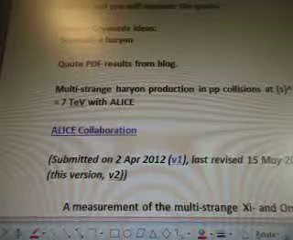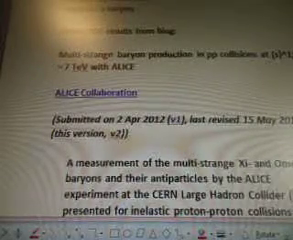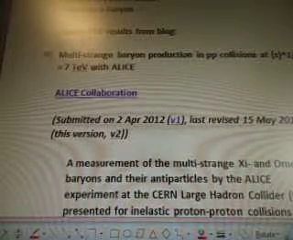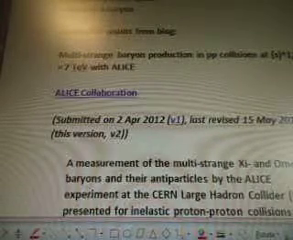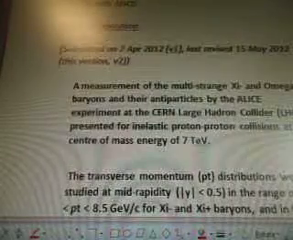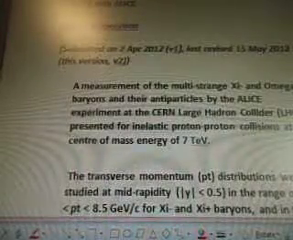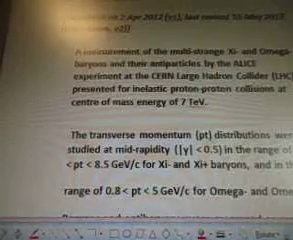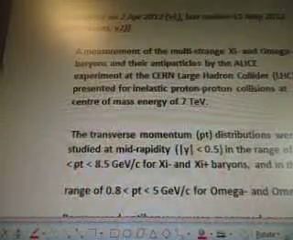Quote PDF results from a blog. Multi-strange baryon production in pp collisions at √s = 7 TeV with ALICE. The ALICE collaboration, April 2012, so it's like a year ago. Actually it came out in May. A measurement of multi-strange xi and omega baryons. I like how they say multi-strange, because then it's like, oh cool, is it alien or no?